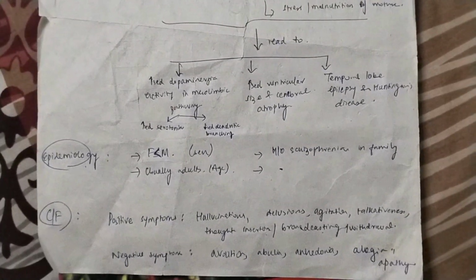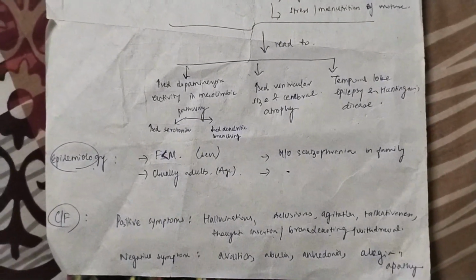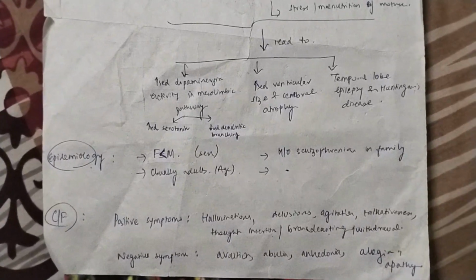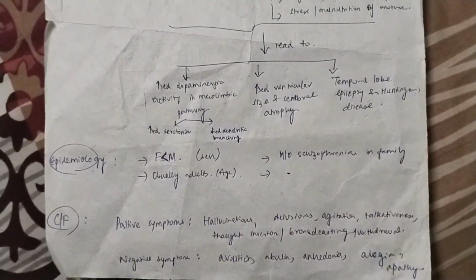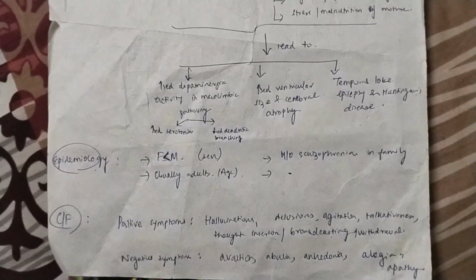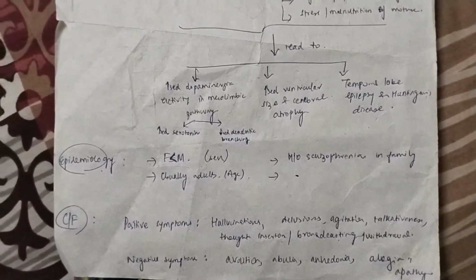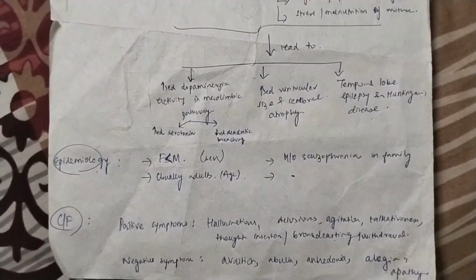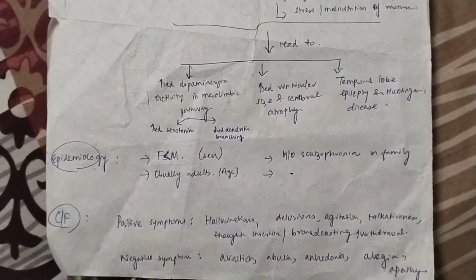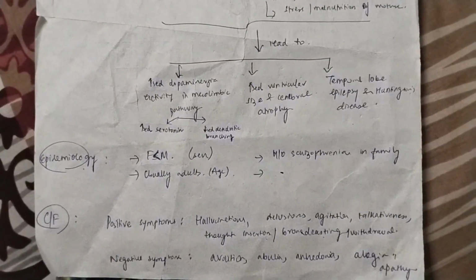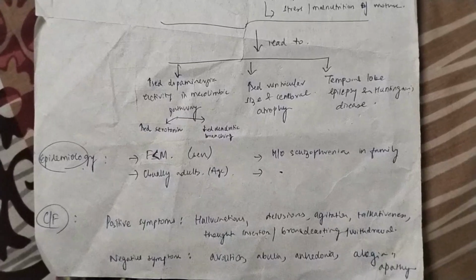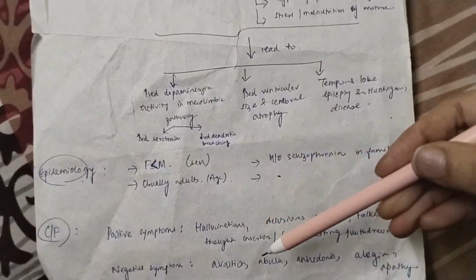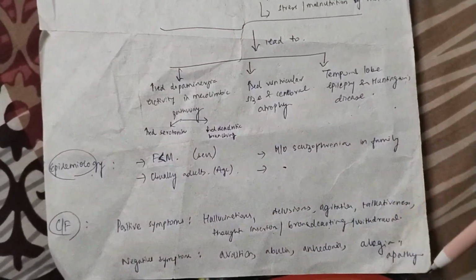In positive symptoms, you have hallucinations, delusions, thought broadcasting, thought insertion, and thought withdrawal. People also say that there is disorganized speech and increased talkativeness under positive symptoms. What are negative symptoms? This is really very important. That is avolition, abulia, anhedonia, alogia, and apathy.